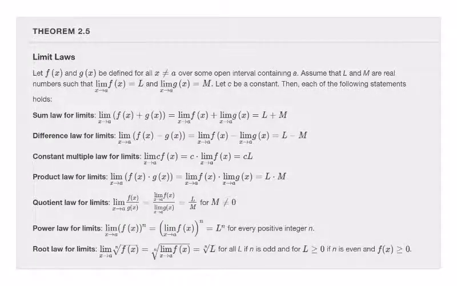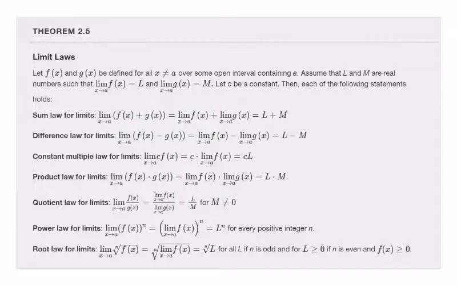All right, so now let's look at some new limit laws here. Here we have the sum law for limits, and basically the sum and difference laws for limits are very similar. So here we see if we have the limit of a sum, that's equal to the sum of the limits, right?